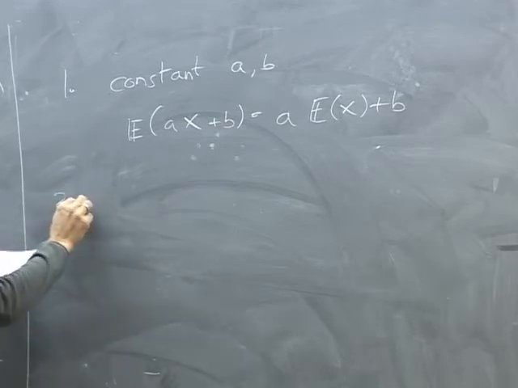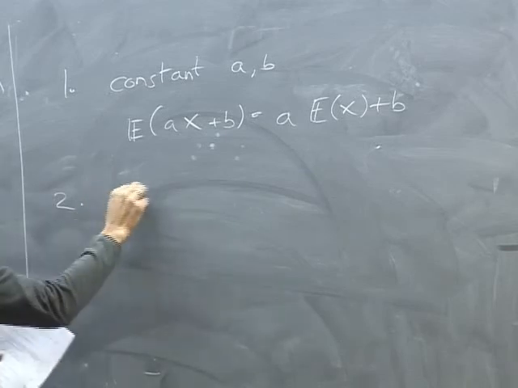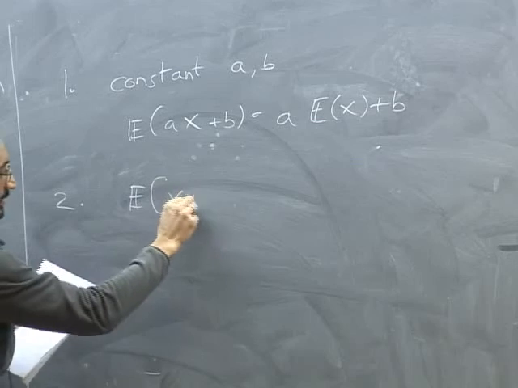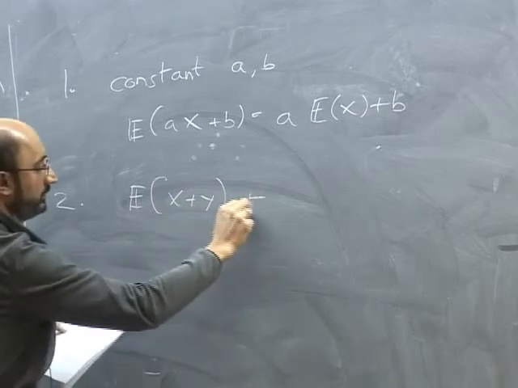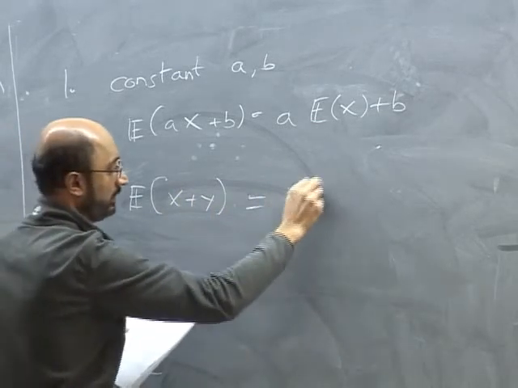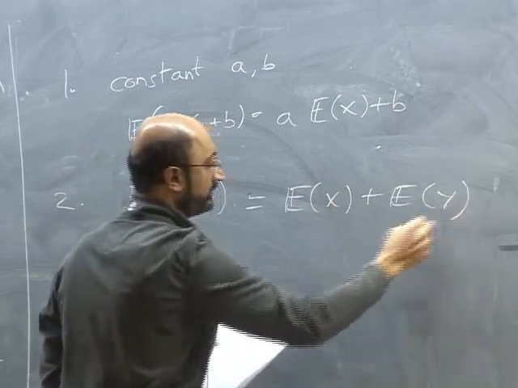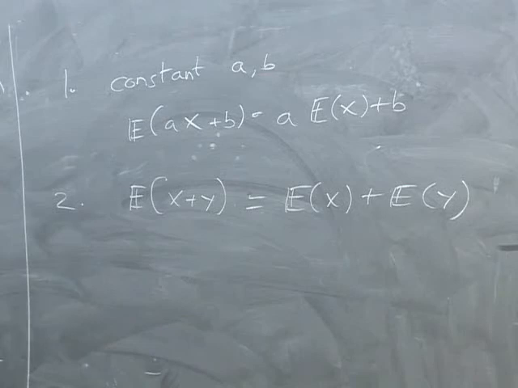Second, expectations sum up. So the expected value of X plus Y is equal to the expected value of X plus the expected value of Y. And this generalizes to any number of random variables. If you have 10 or 100 or 1,000,000 random variables, the expectations just sum up like this.